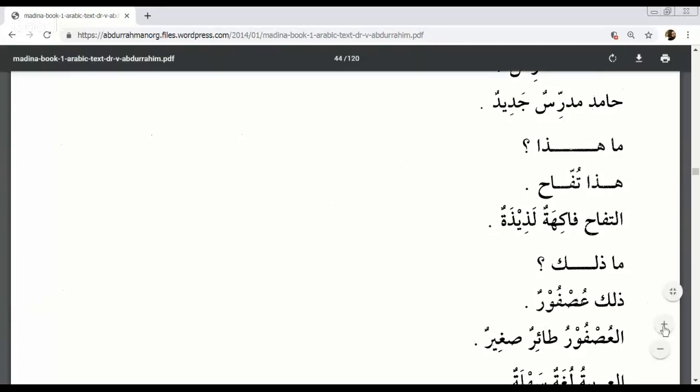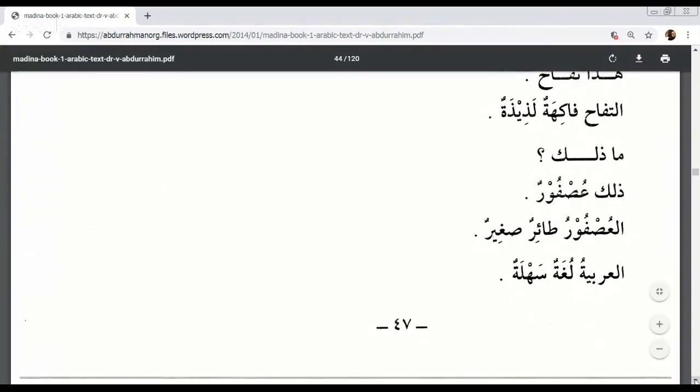Next line. ما ذلك. Good. Meaning? What is that? Exactly. Have we taken dhalika before? Yes. Dhalika is the equivalent of tilka. So dhalika is meaning that, refers to masculine, whereas tilka refers to feminine words. Okay, good. So yes, ma dhalika, what is that? Excellent. Go ahead, Zara, next line.